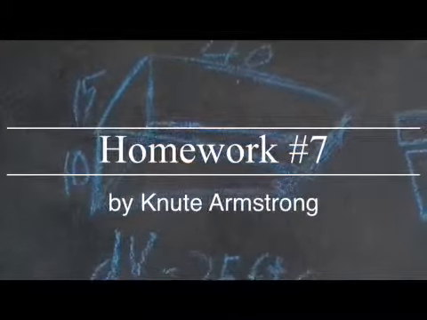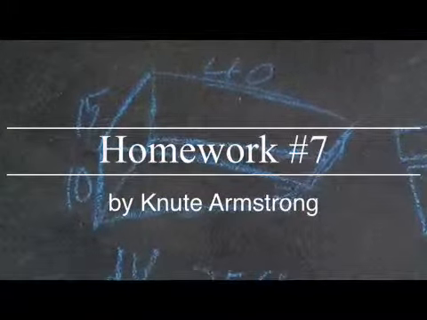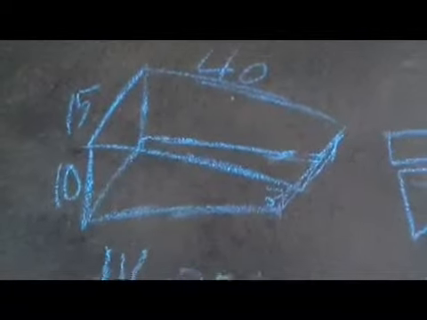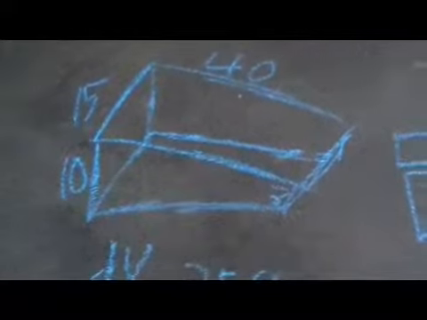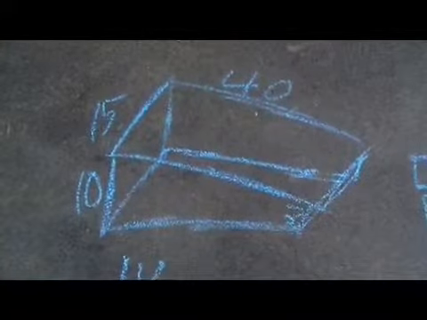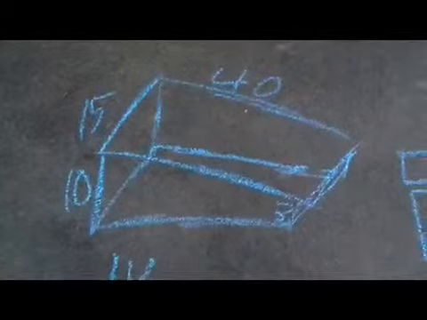Okay, this is problem number 21 on the 7th homework of the year. This is the problem concerning the swimming pool, and we have to find out the rate of change of the depth when the volume is at 2,000 and 3,000 cubic feet respectively.